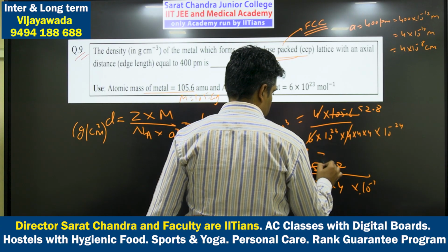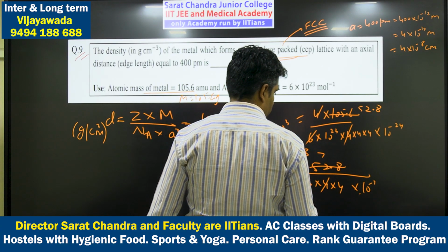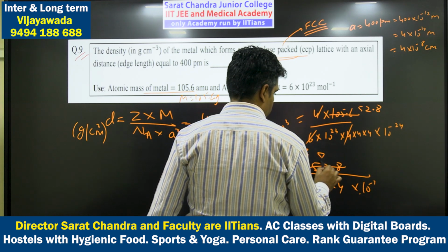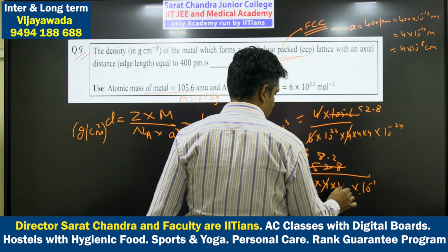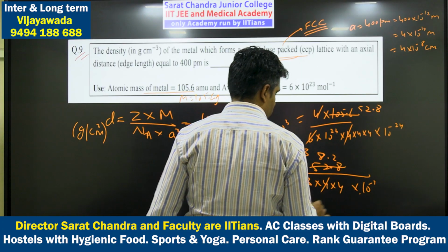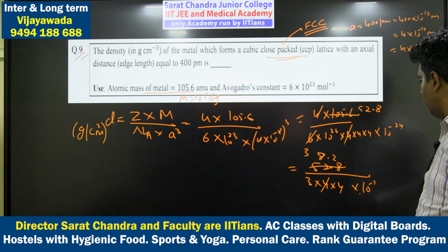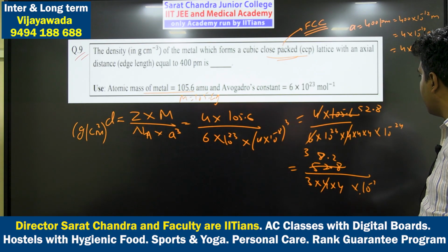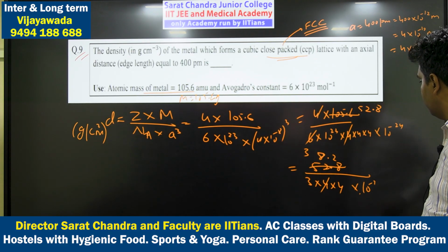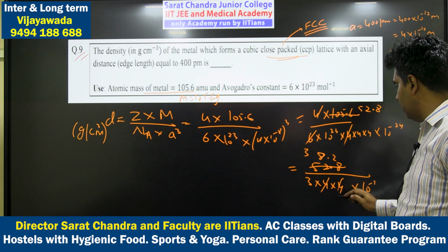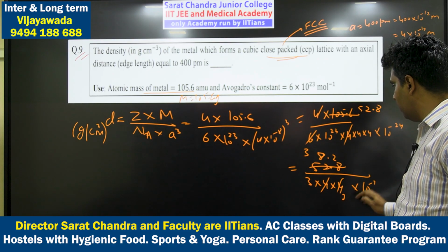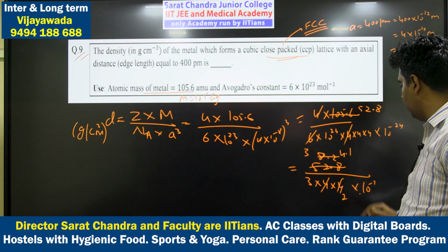So 4 7s are 8s are 8.2. Then again 8.2. Then you can divide this by 2, 4.1.